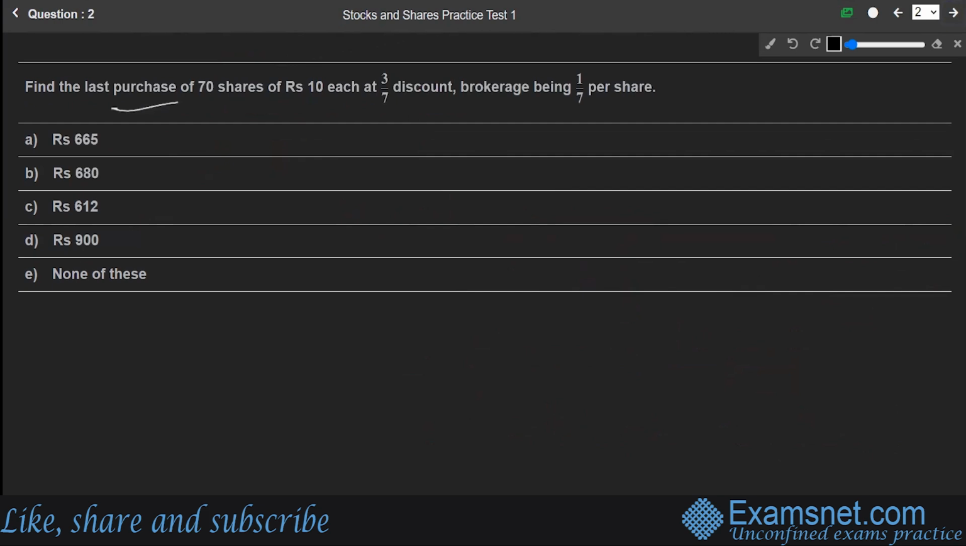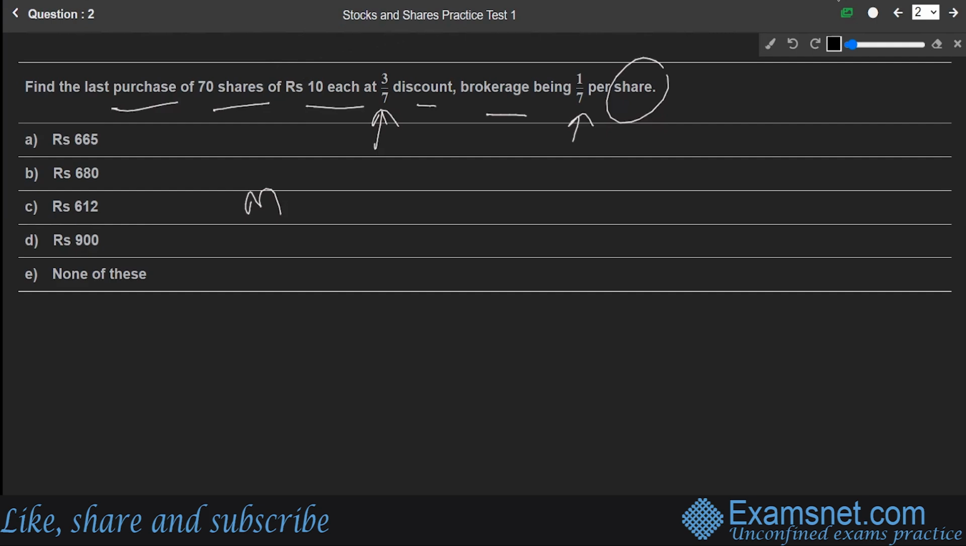Now find the last purchase of 70 shares of rupees 10 each at 3 by 7 discount, brokerage being 1 by 7 per share. Okay, so we can again use a formula. There is a formula which can relate all these things. The brokerage is also given. Brokerage is something that you have to give to the broker while you purchase some particular shares, and there's a discount also available that is reduced. Brokerage is always added, discount is always reduced to the price of each share.